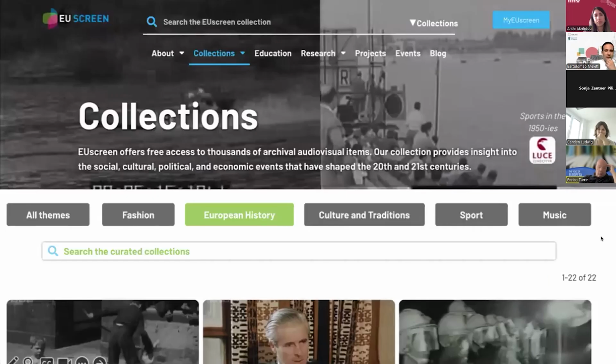The other one I wanted to mention is the EU Screen initiative, also partly funded by the European Commission, and that focuses on audiovisual materials. So those are basically national broadcasters that make available part of their archives through this portal for educational purposes. So anything you can find there can be freely displayed and screened in the class.